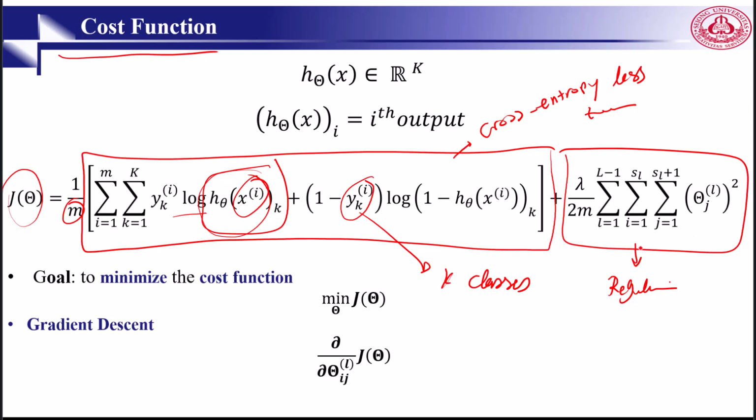Then in this part, we have regularization. This is the penalty applied to the magnitude of the network's weights. So this is called L2 regularization.